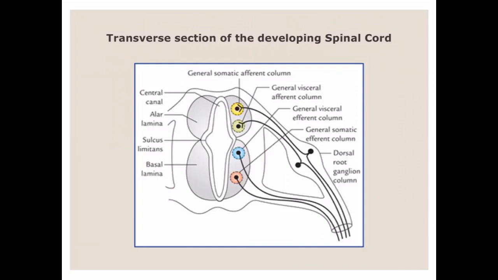So now, we use the prefix general when we are speaking about the spinal nuclei. And as we progress up towards the brainstem, there's emergence of more nuclei. So, from ventral to dorsal, the spinal nuclei are the general somatic efferent or the GSE, the general visceral efferent or the GVE, then going dorsal to the sulcus limitans, the general visceral afferent or GVA, and the general somatic afferent or the GSA. Okay, you can take a screenshot of this if you want.